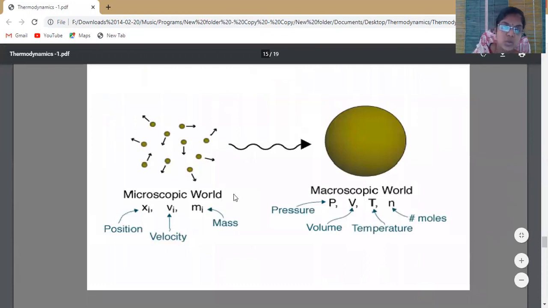And next, in the microscopic world, we have individual molecules having position, velocity, and mass. In the macroscopic world, we have pressure, volume, temperature, and number of moles.